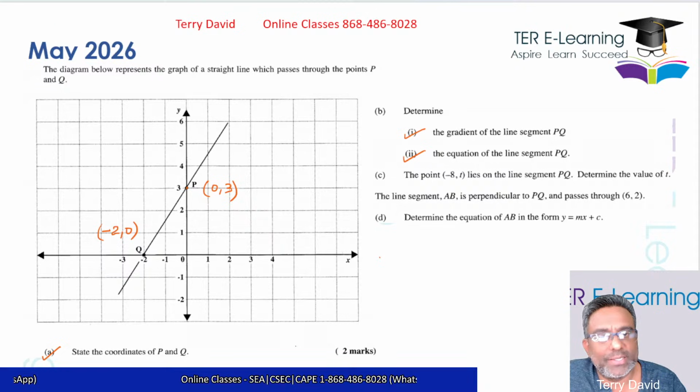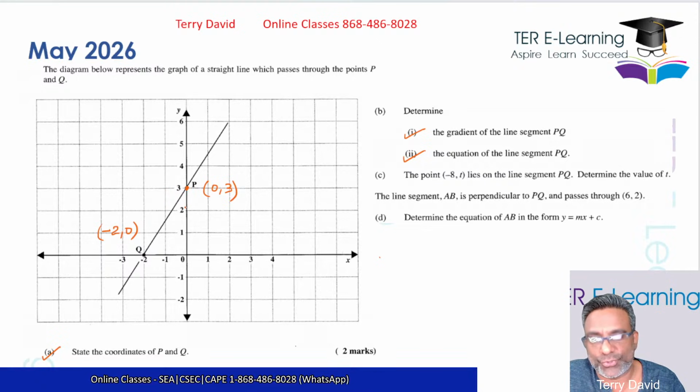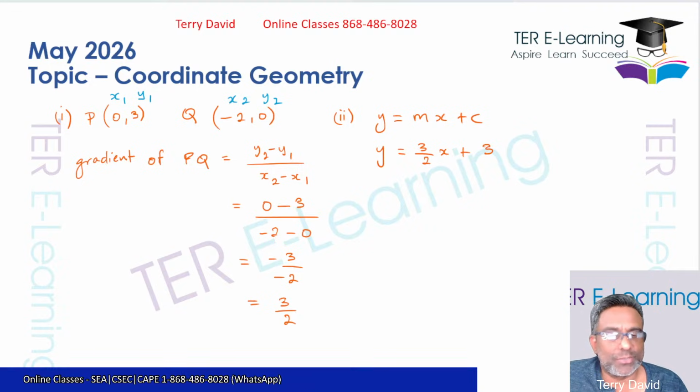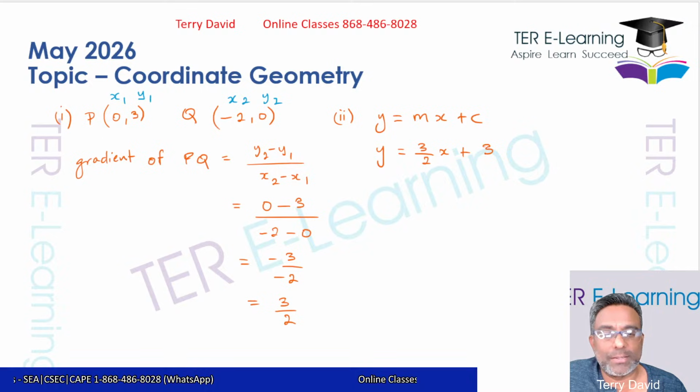Now, c is considered our y-intercept, so there's no need to calculate anything. If we look at the graph here, our y-intercept is actually (0, 3). So therefore, c is simply going to be equal to 3. There are some exam questions where they just tell us to write down the equation. So the equation is y is equal to 3 over 2 x plus 3. That's my answer for part 2.